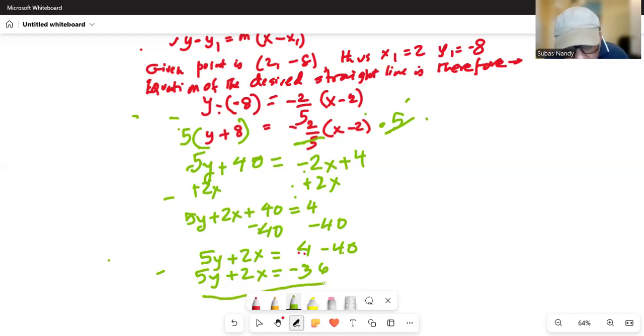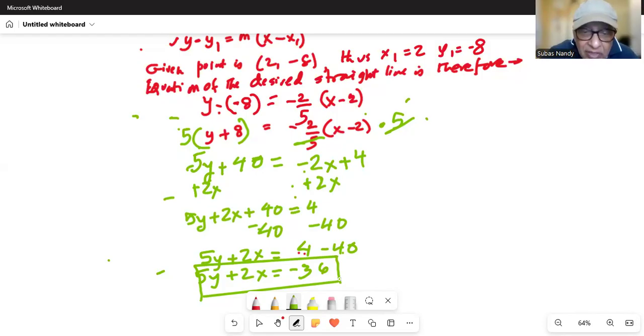5y plus 2x equal to minus 40, equal to minus 36, sorry. So because 4 minus 40 is 40 minus 4, 36, but the larger number has the negative sign, so we retain the negative sign. So the final answer is 5y plus 2x equal to minus 36.